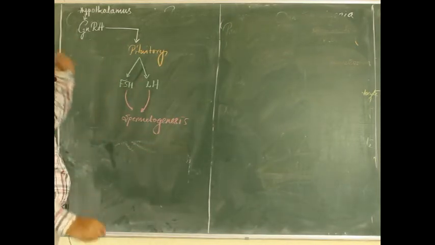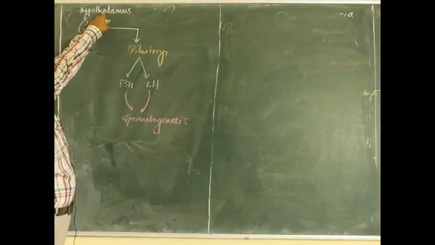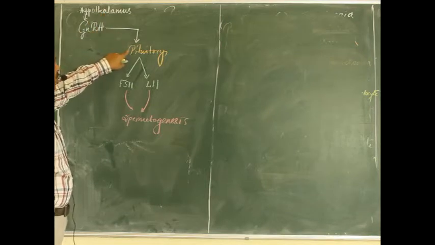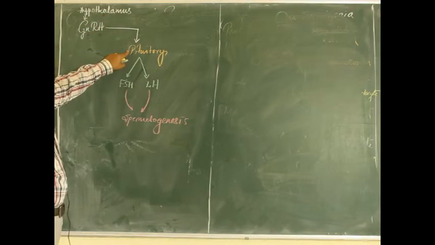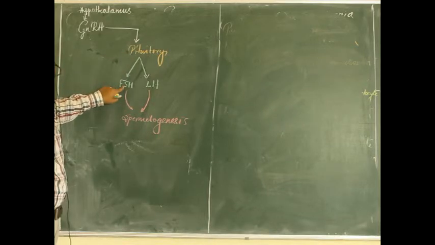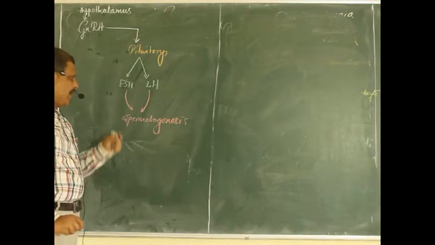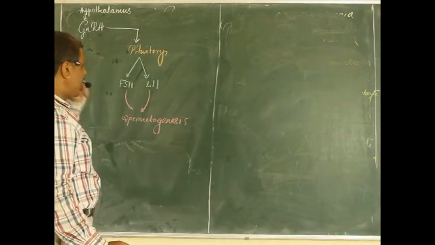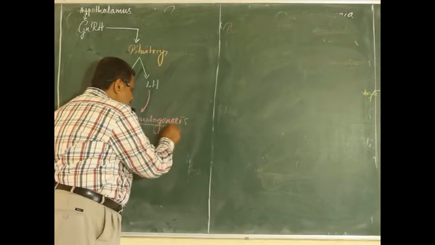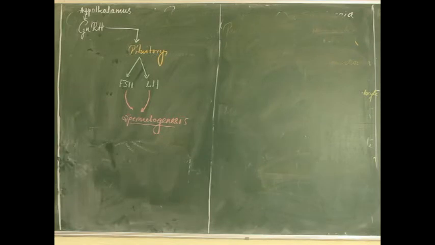So, how exactly does it take place? Gonadotropin releasing hormone, produced from the hypothalamus, acts on the pituitary gland, and from the anterior pituitary, FSH, follicle stimulating hormone, and LH, luteinizing hormone, are released and they are responsible to stimulate the process of spermatogenesis.